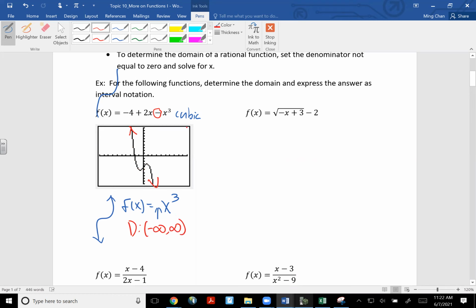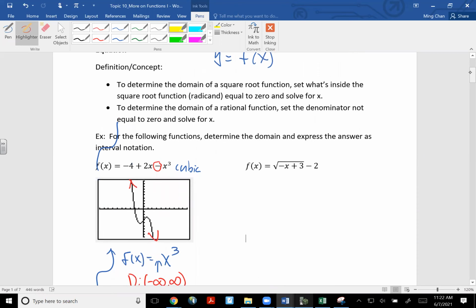Like I said in topic 9, the cubic function's domain is already set. It's always going to be negative infinity to positive infinity for cubic functions. Square root functions and rational functions, it depends; the domain can change based on what's inside the square root or the even root. So for even root functions or square root functions, we set what's inside the root equal to 0 and solve for x.